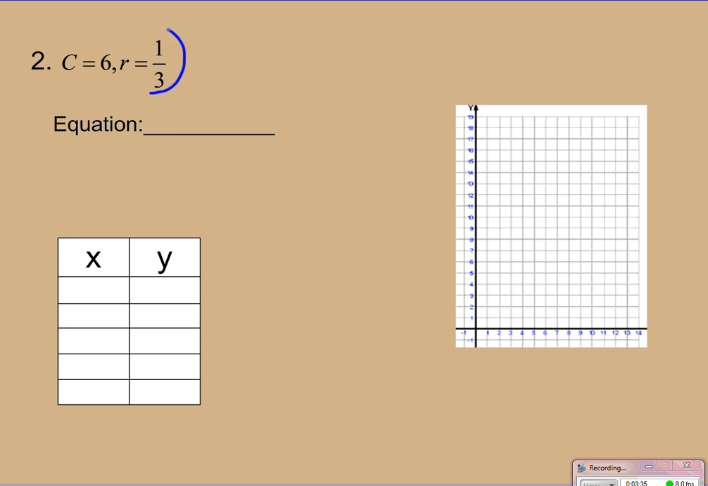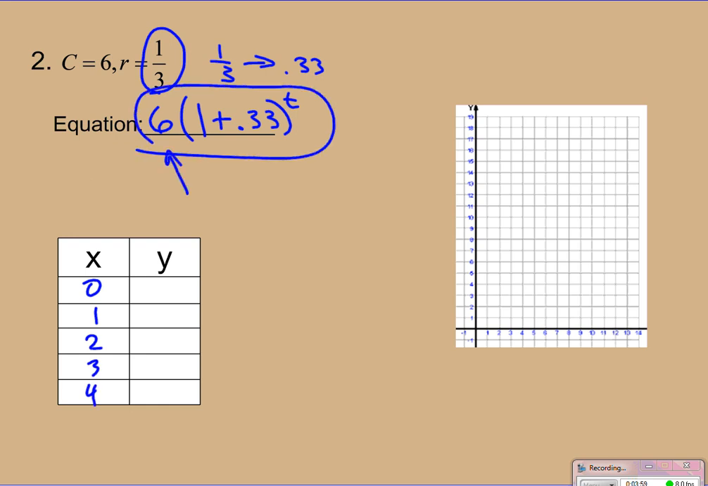So if C is 6 and R is 1/3, you have to realize that's not a decimal. 1/3 as a decimal is 0.3 repeating, or just 0.33. So when I set this up, it's going to be 1 plus 0.33 to the power of time. It can't be exact, but we're going to get as close as we can. So at 0, 1, 2, 3, 4, this is my function: initial amount, my rate R, and then time. At time 0, just like before, I just go with C, so that's going to be 6.